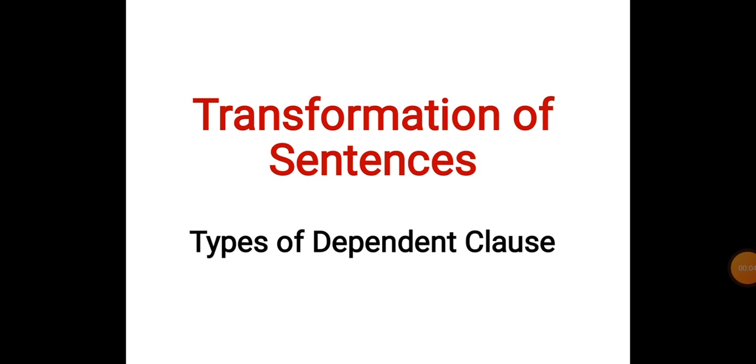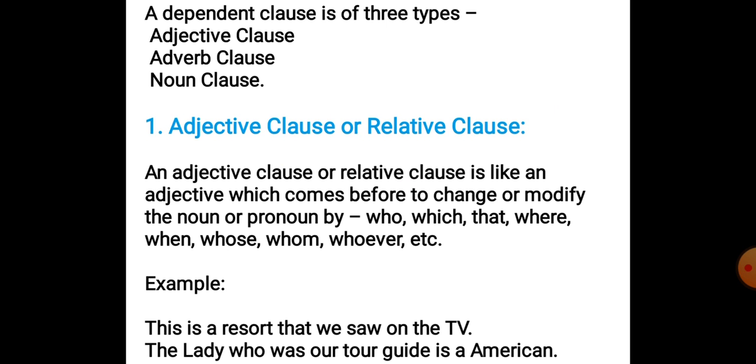Now students, we will have a look at the types of dependent clause. We have already studied the clause and the types of sentences. We have seen that clauses are of two types: the first is the dependent clause and the next is the independent clause. An independent clause stands on its own. It does not require anything to complete its meaning.